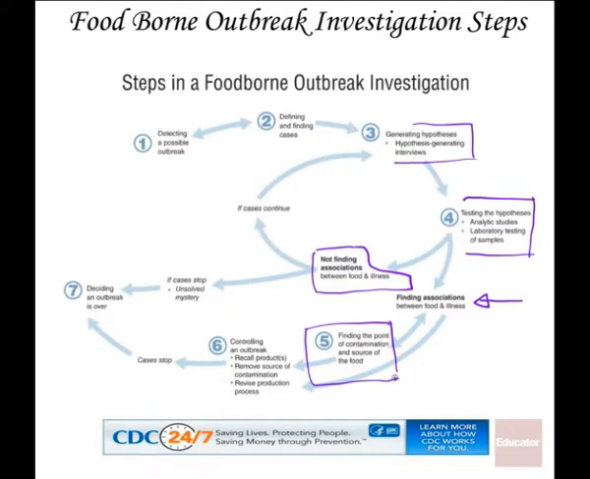Where did the contamination come from? Because if you don't determine the source, then potentially it could occur again. And that part of the investigation can be extremely challenging. So then when all the cases are gone, right, then you can declare that indeed the outbreak is over.